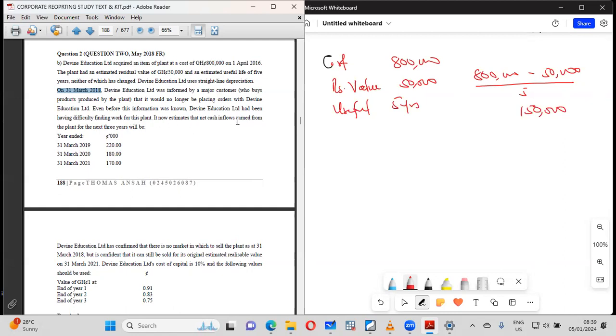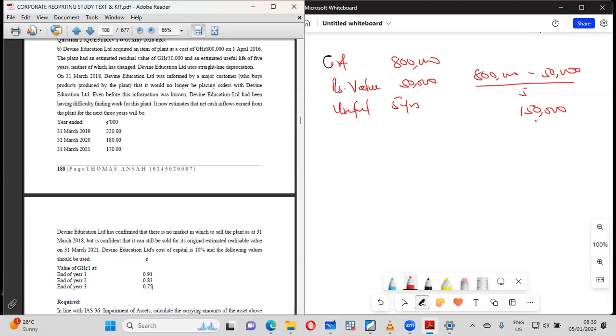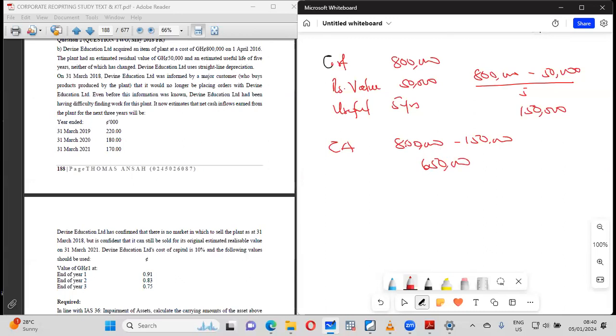It has now estimated a net cash flow from the plant. Okay, so these are what we have, the cash flows. And you have been blessed with the cost of capital, and this is it. So it means we are going to do what? VIU, all right? So what is the carrying amount? How many years are we looking at this? It's just 1 year. And so if we take depreciation from the cost, our CA will be how much? So CA will be 800,000 minus 150, and I think that gives us 650,000. That's it, right? So you have that as your CA.